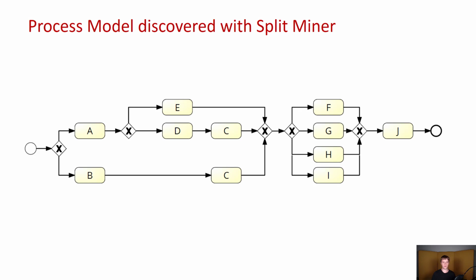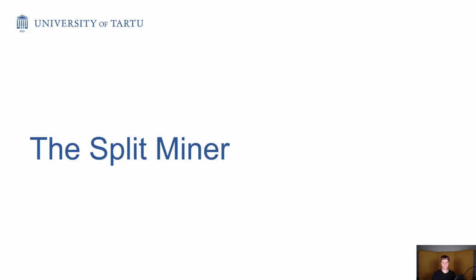Here we compare to the previous one, we can see that the first block, A, B, E, D, C, and so on, is more structured. You can clearly see the choice points in there, and it is more fitting to the process at hand. Meanwhile, the second block remains pretty much the same, and the process model ends with the activity J. And in the next part of the lecture, I will go more into details on how the split miner works.